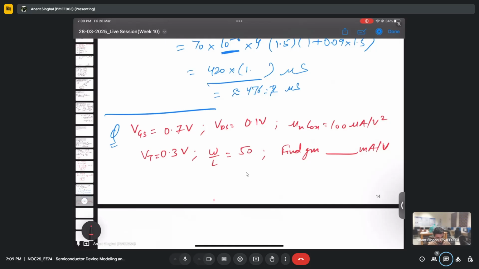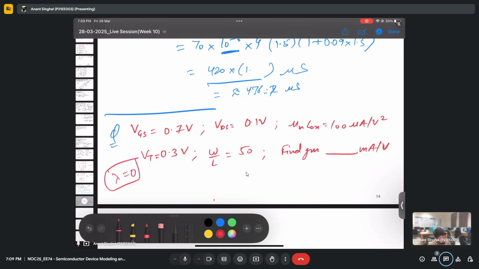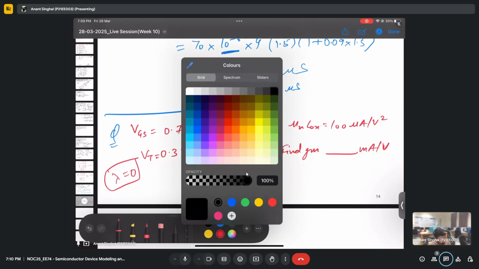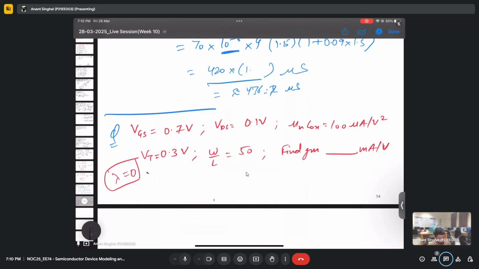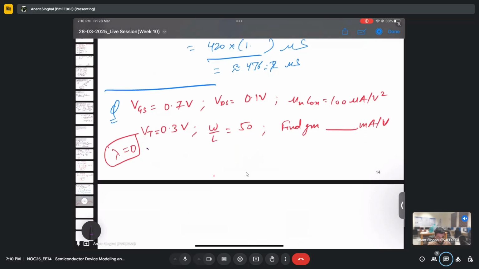But here, channel length modulation is not given. No, no, no. So assume lambda to be 0. Is it in linear or saturation region?